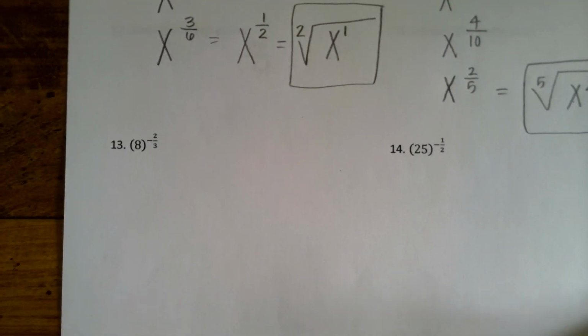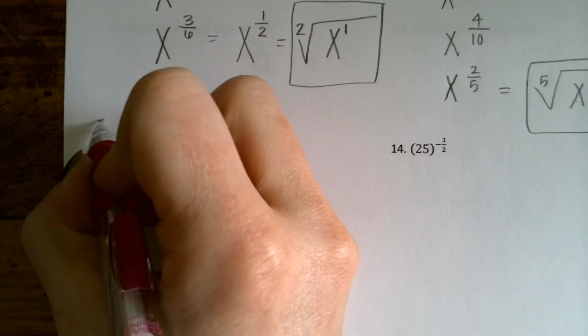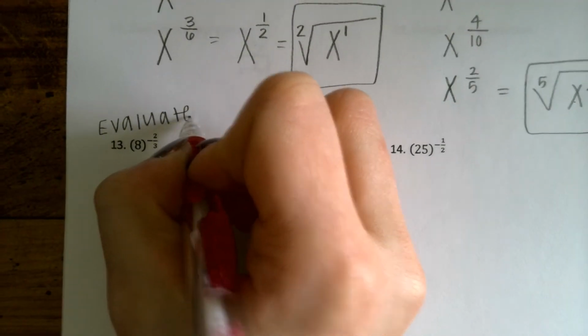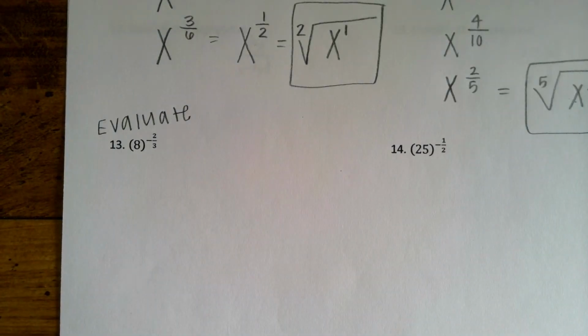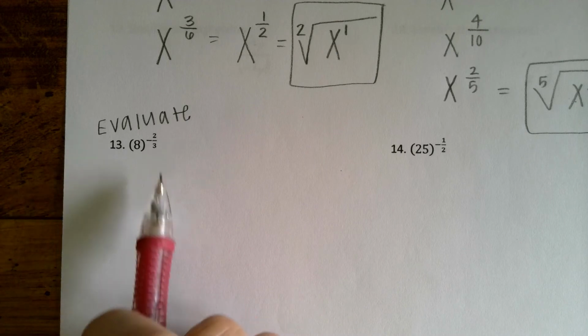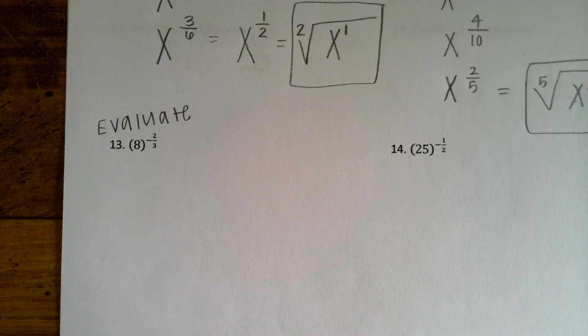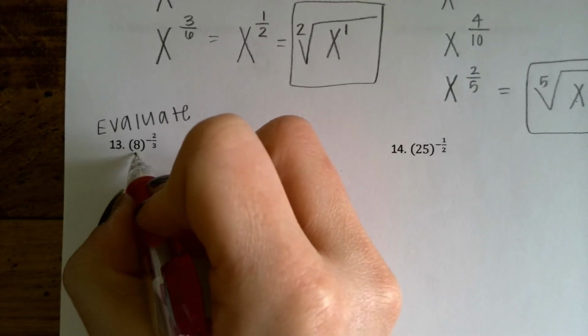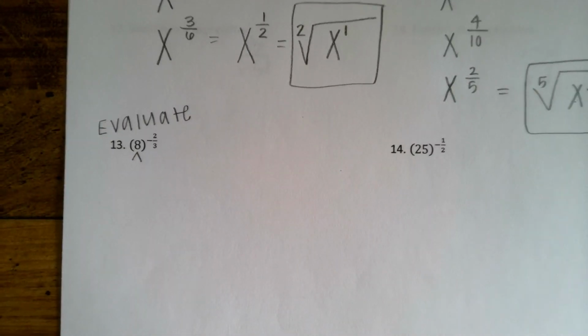Okay, number 13, the directions on this will most likely say evaluate. There's no x, there's no variable, so I'm not really solving or simplifying. I'm just trying to figure out what 8 to the negative 2/3 represents. So whenever you see something like this, the first step is to take this number inside parentheses and break it down.